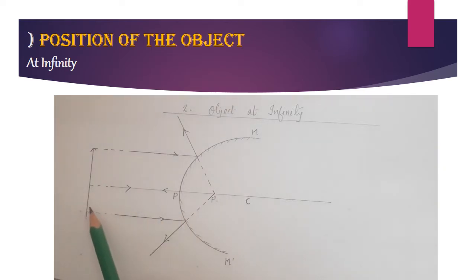So when the object is kept at infinity, in the case of a convex mirror, an image, a highly diminished or point size virtual and erect image, is formed at the principal focus. So how is the image? It's highly diminished or point size. Where is the image formed? It is formed at the principal focus, and nature is virtual and erect. So with this we complete the image formation in convex mirrors.